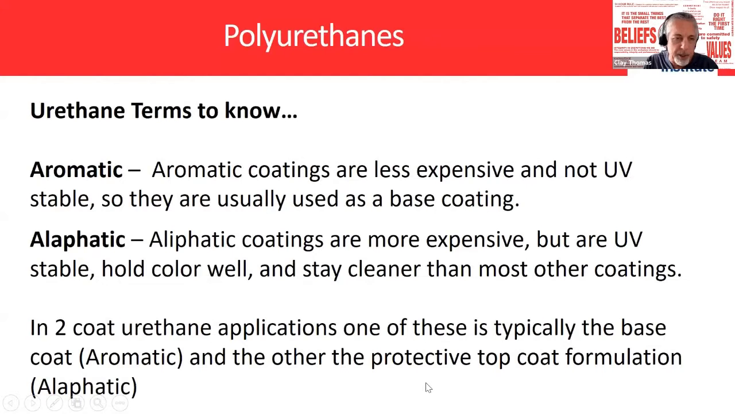Right. Terms to know: aromatic, aliphatic. Aromatic's going down first. It's going to be the waterproofing coat, down on a 2-coat urethane. The aliphatic goes down second. That's going to give you UV protection and hold the color.